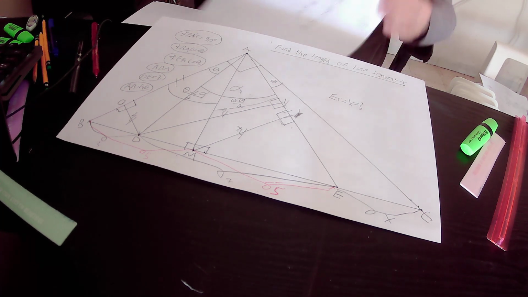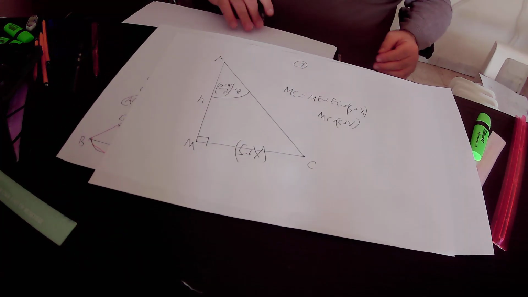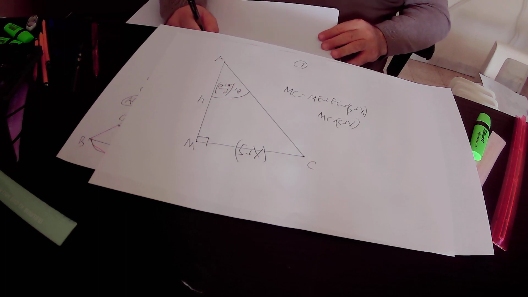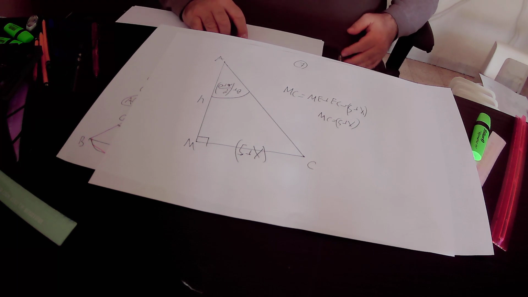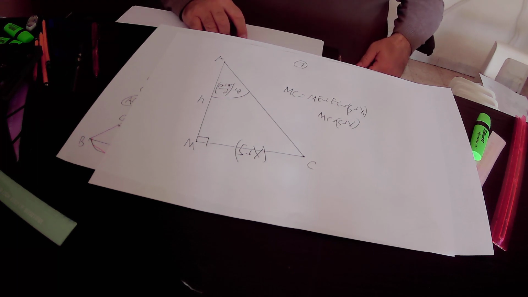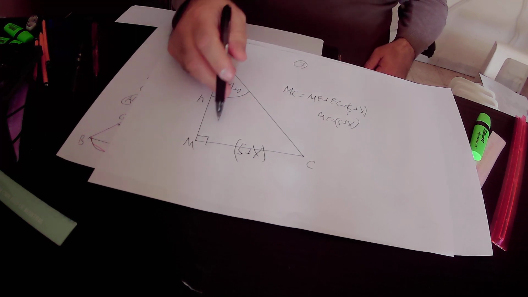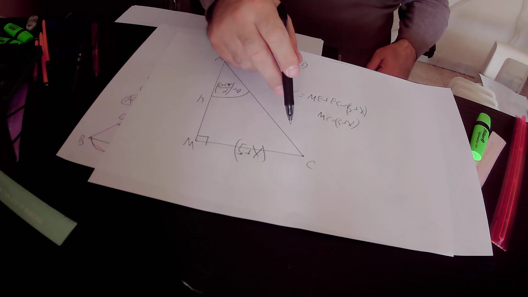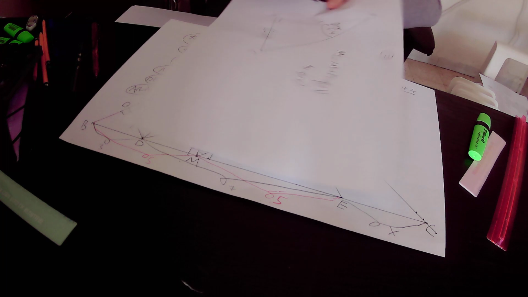So this is the right triangle AMC. And we know that the sum of the angles in any triangle is equal to 180 degrees. That is to say, in triangle AMC, angle MAC plus this angle that equals 90 degrees plus angle ACM, in total the sum of those three angles must be equal to 180 degrees.